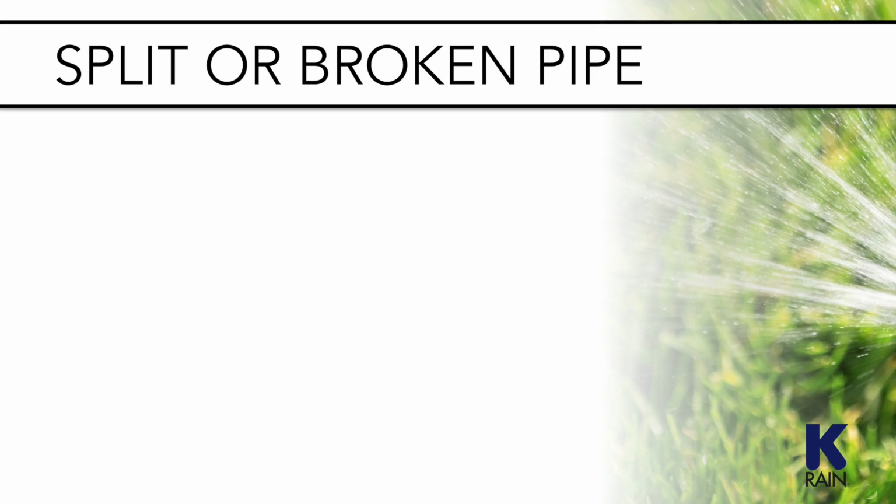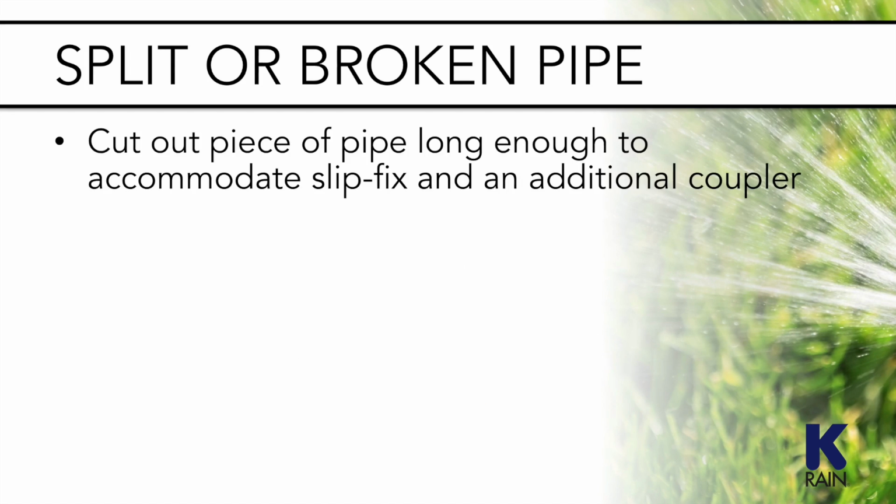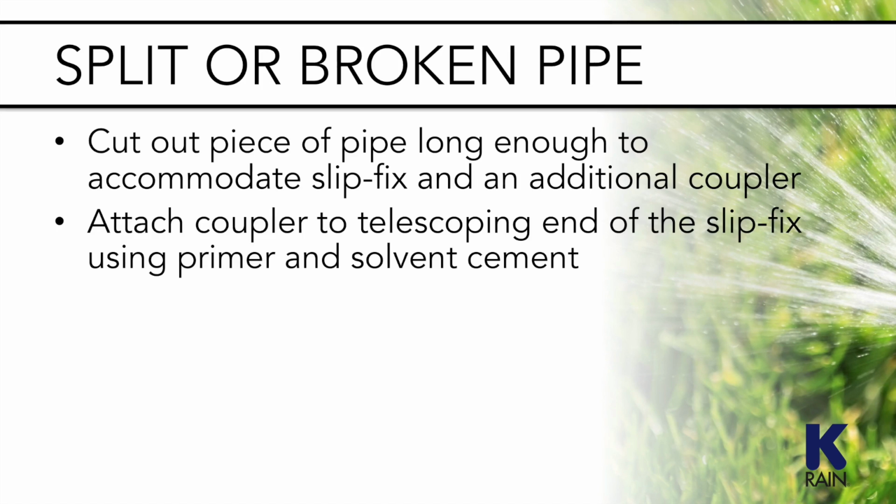When working with PVC, a telescoping coupler, sometimes called a slip fix, can speed up the process. Cut out a piece of pipe long enough to accommodate a slip fix and an additional coupler. First, you'll need to attach the coupler to the telescoping end of the slip fix. Use primer and solvent cement or a one-step cement like Christie's Red Hot Blue Glue.